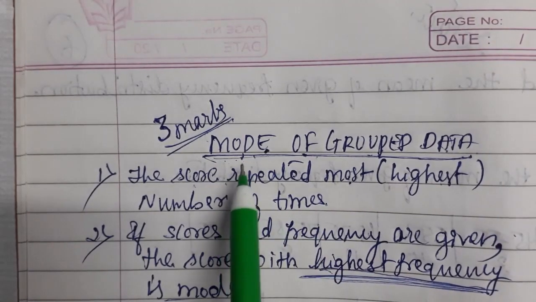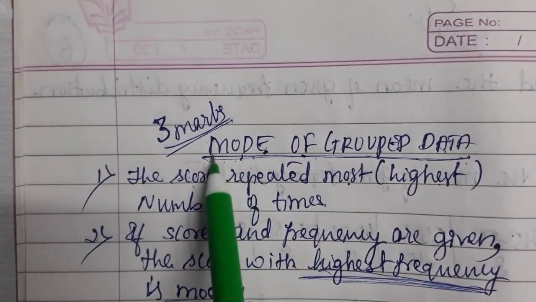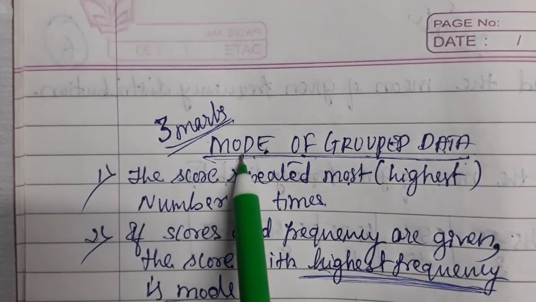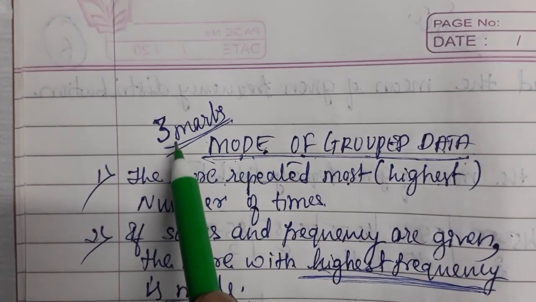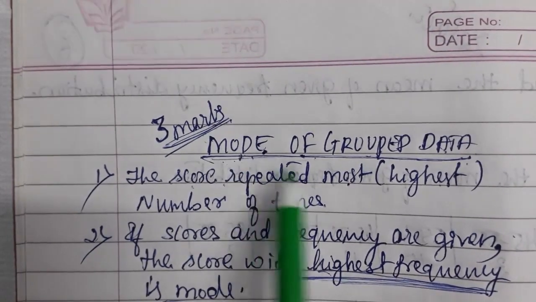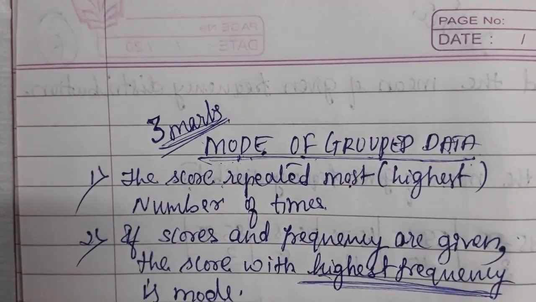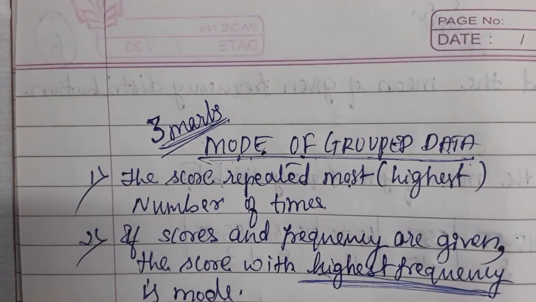The next important topic is mode of grouped data. Definitely there will be one question on mode where you can get 3 marks. There will be a compulsory question on mode of grouped data in the final exam. First we will recall 2 definitions from your 8th and 9th standard.